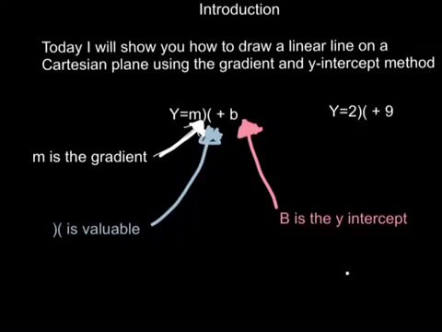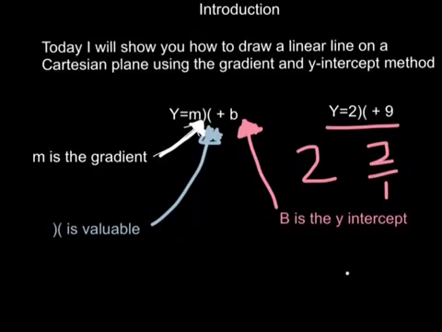Now, as we look onto the right, we see this: y equals 2x plus 9. So 9 would be the y-intercept, and the 2 would be the gradient. The gradient is 2, right? But it's easier if you write 2 over 1. And we have to write 2 over 1 so we can understand the gradient.